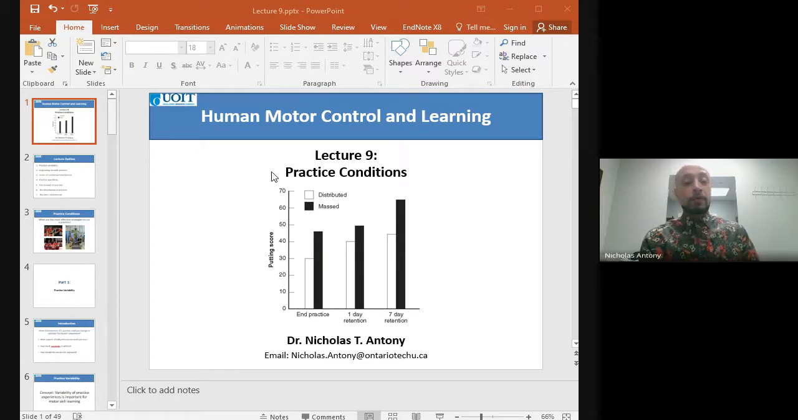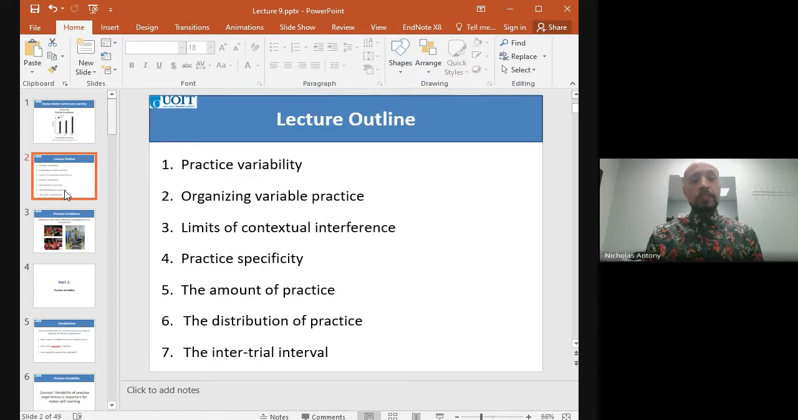And today, we're going to be discussing how to organize practice and what motor control theories and research have taught us about how to maximize our practice conditions to improve the efficiency of learning. The breakdown of today's lecture is going to be discussing the concept of practice variability, and therefore how we organize practice to introduce variability.